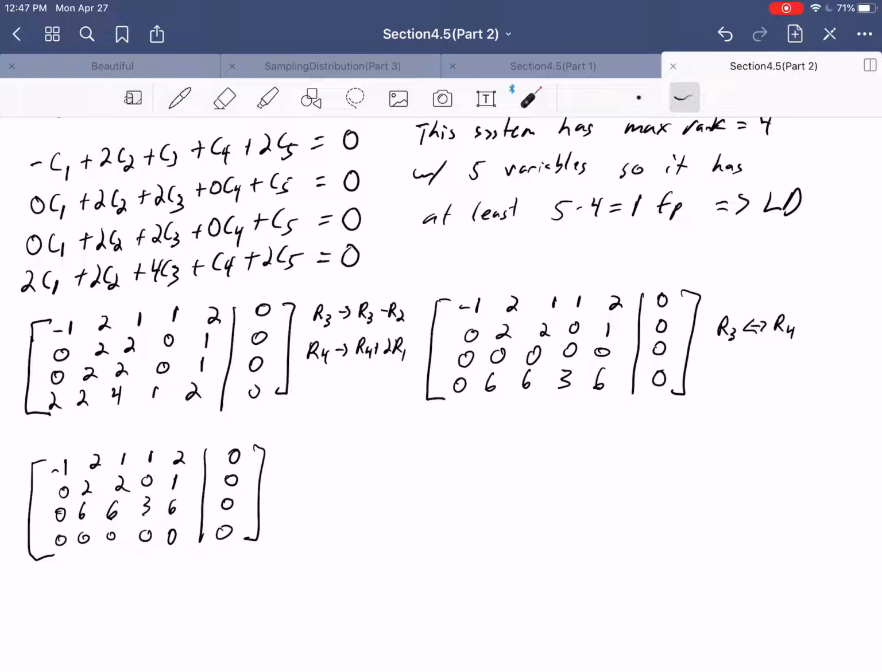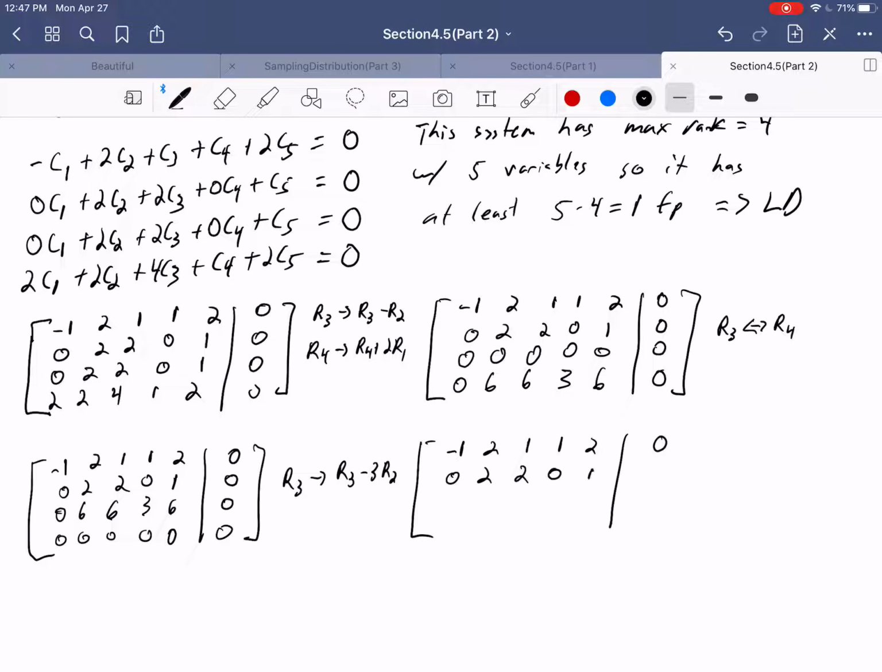All right, now we can use this guy to clear that out right there. So we can do R3 and replace it with R3 minus 3R2. So -1, 2, 1, 1, 2, 0. 0, 2, 2, 0, 1, 0. Looks like we should then get 0, 0, 0, 3, and 3, 0. Yep, that looks good. And then we get 0, 0, 0, 0, 0, 0.